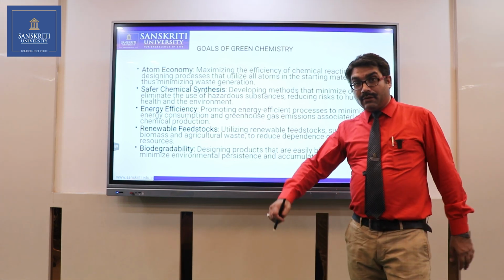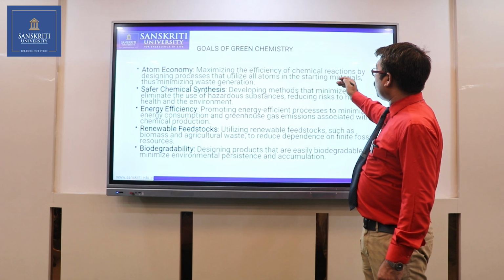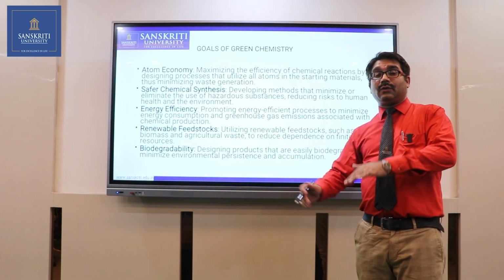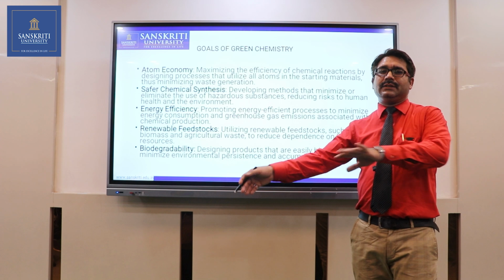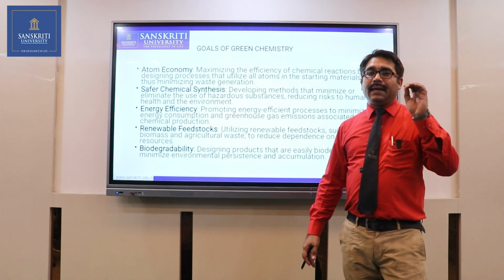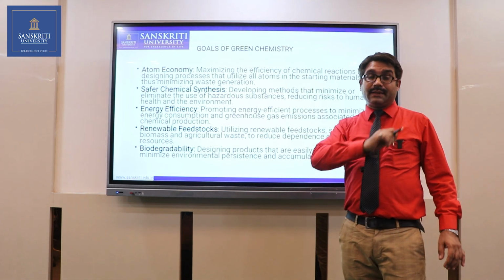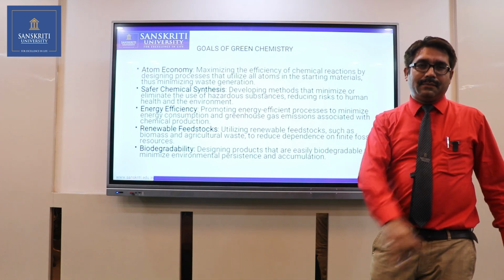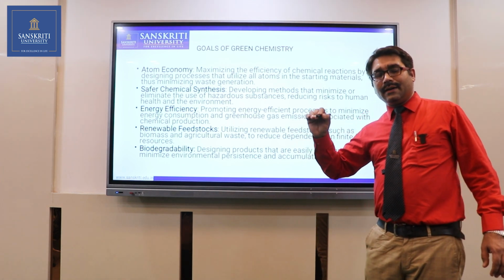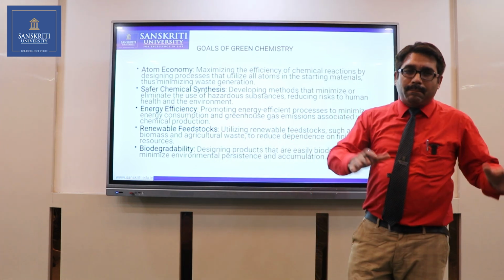The first aim is atom economy. Atom economy is basically maximizing the efficiency of chemical reaction by designing processes that utilize all atoms. Means all the reactants are to be converted into the product. All starting material is to be converted into the product. No byproduct is to be formed. If no byproduct is formed, then we say that this is 100% atom economy. If a byproduct is formed, then the reaction is not 100% atom economy. So, in green chemistry, we suggest those reactions that are 100% atom economical, means all the reactants are to be converted into the product.